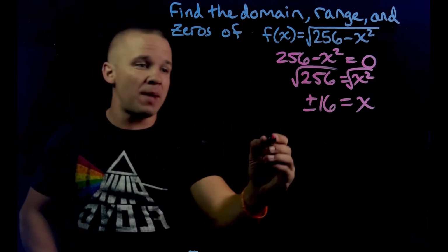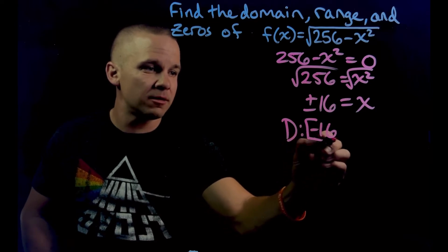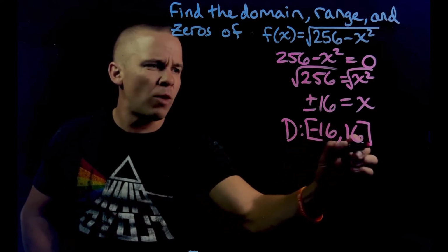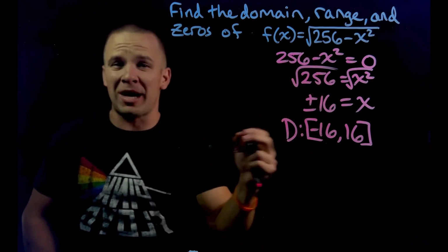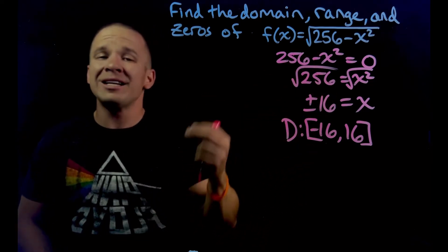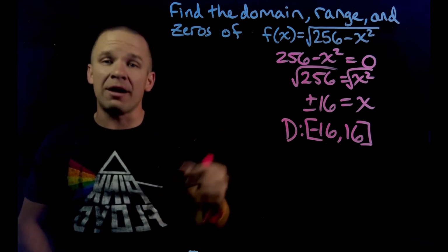So when we write the domain here, my domain is going to be from negative 16 to positive 16. And why am I including these? Why do I have these brackets here? Well, that's because when I plug in negative 16 or positive 16, it's 0, and I can take the square root of 0. I just can't take the square root of negatives. So, domain, done. Now it's time for the range.